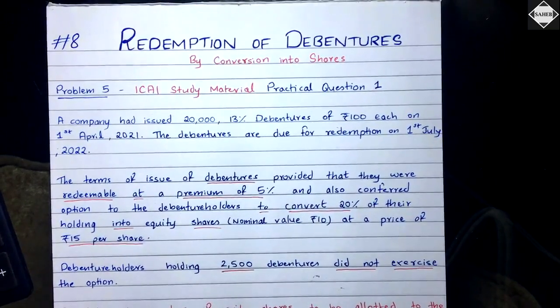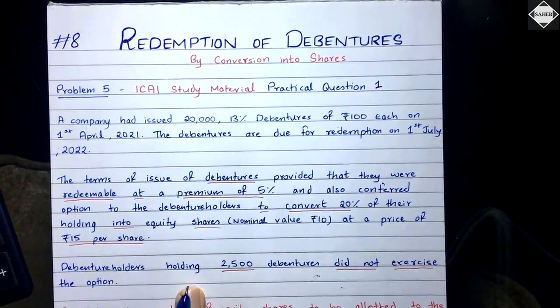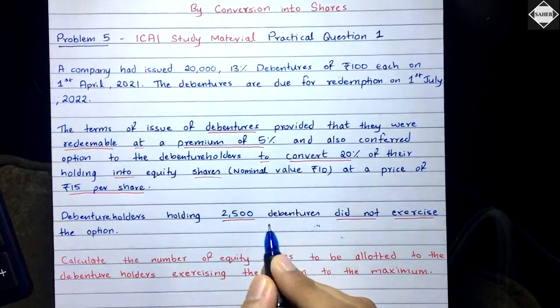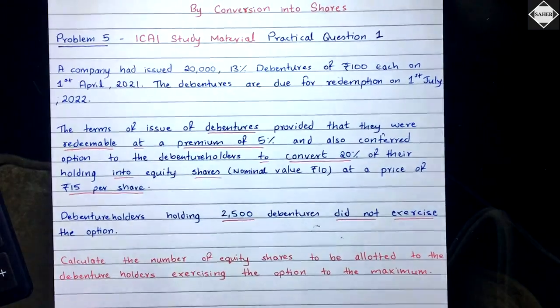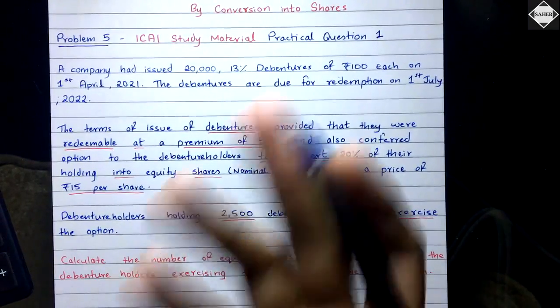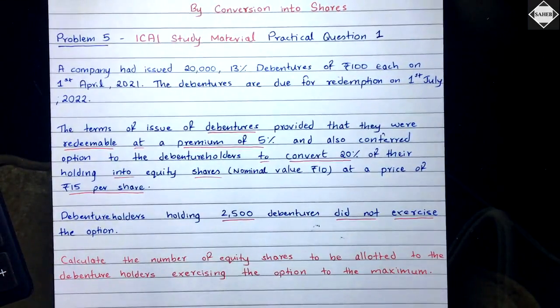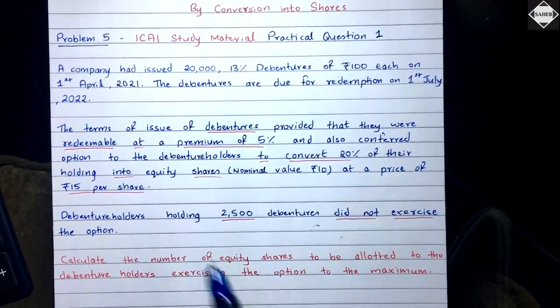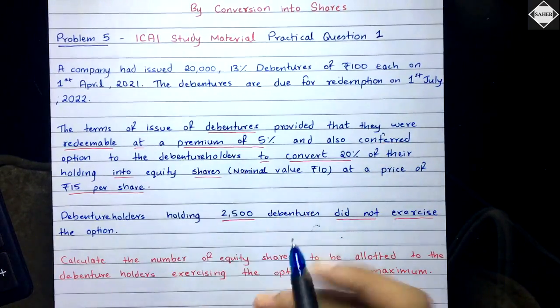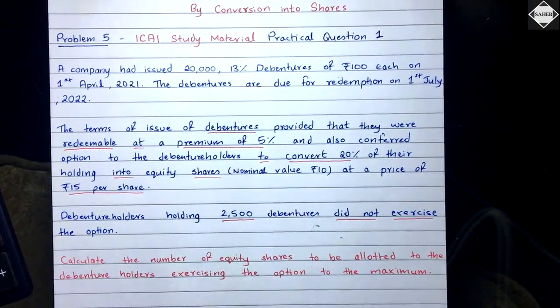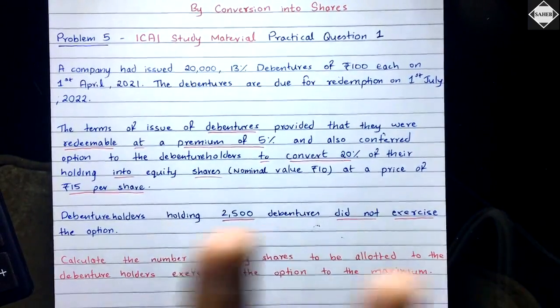Then they're saying debenture holders holding 2500 debentures did not exercise the option. I have told you, the option to convert into shares or not will be with whom? It will be with the debenture holder. They will have to exercise the option. If they exercise the option, then they will get shares for their debentures, or if they do not exercise, then they will get entirely cash.